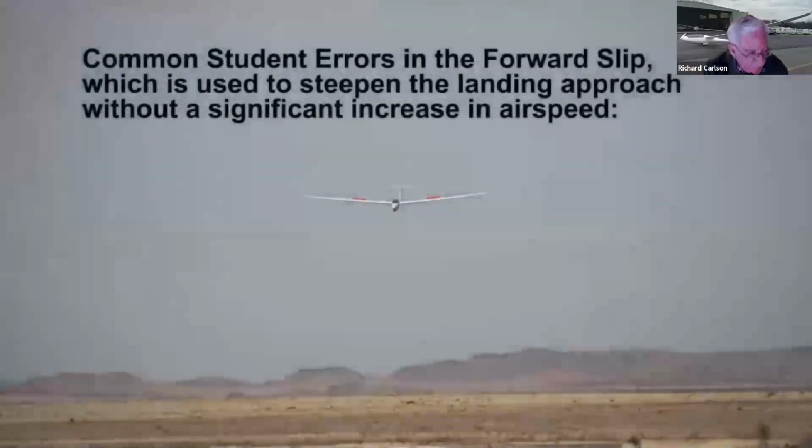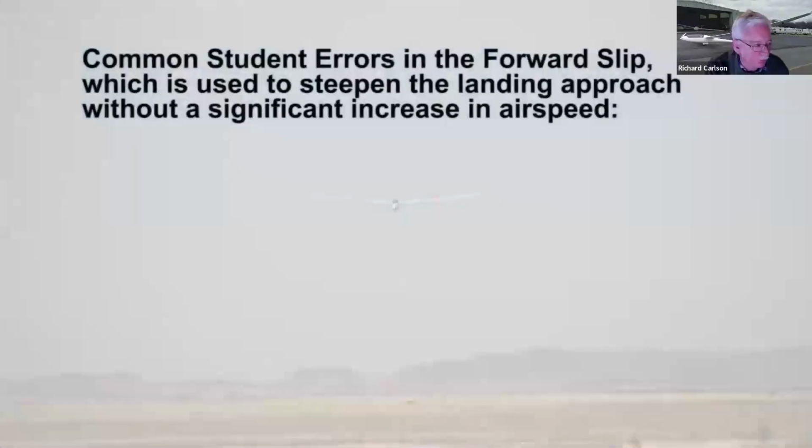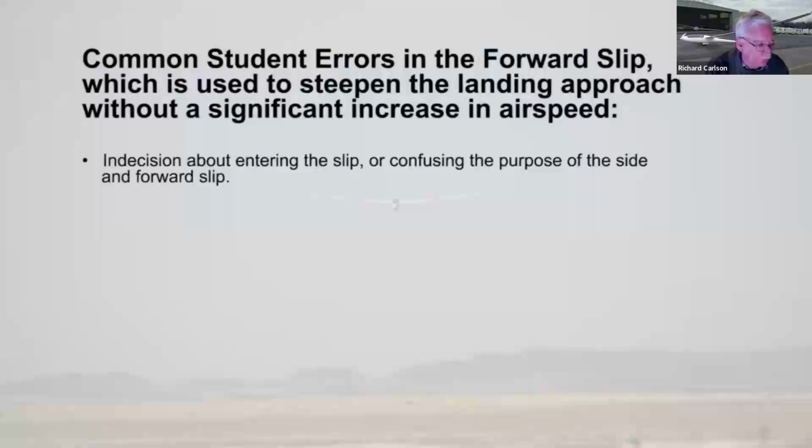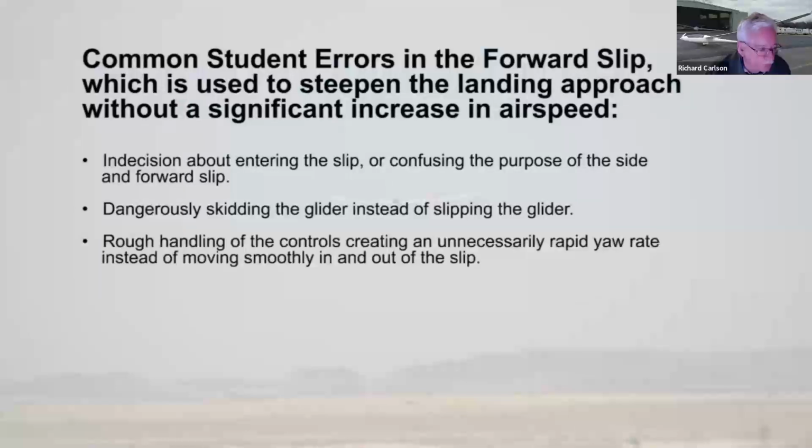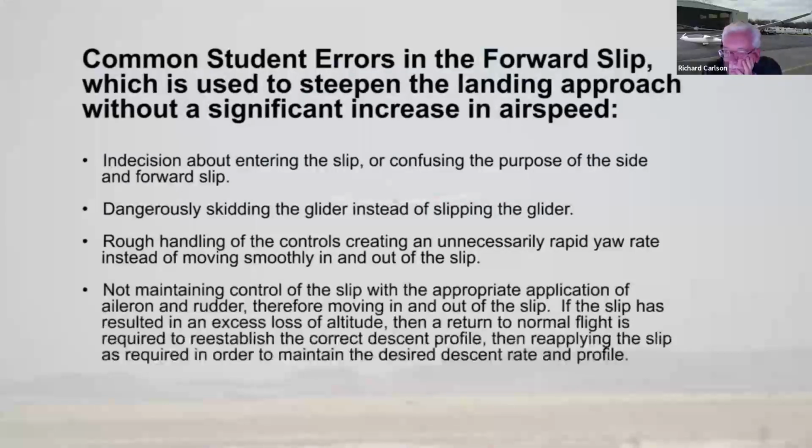Common student errors in the forward slip, which is used to steepen the landing approach without significant increase in airspeed: Indecision about entering the slip or confusing the purpose of the side and forward slips. Dangerously skidding the glider instead of slipping the glider. Rough handling of the controls, creating an unnecessarily rapid yaw rate instead of moving smoothly in and out of the slip. Not maintaining control of the slip with the appropriate application of aileron and rudder, therefore moving in and out of the slip.